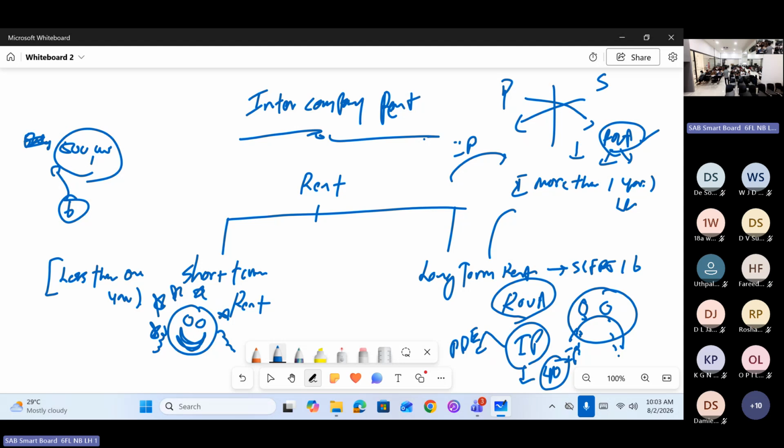Think about the scenario. When the parent rents out to the subsidiary, in the parent's individual accounts it is recognized as an IP. Why? As a single entity, we are not using it for administration or management purpose. Because of that, in the individual accounts of the parent, it is an IP.